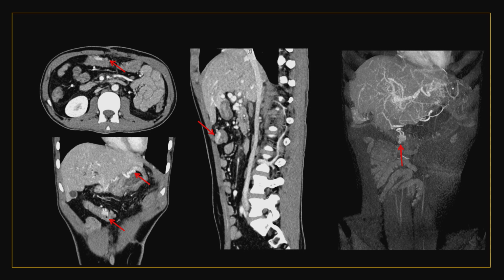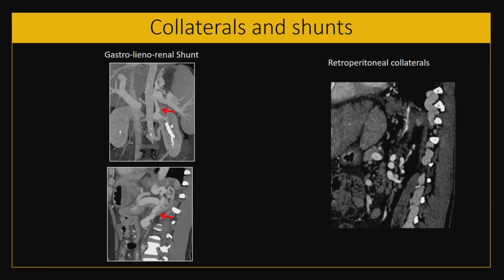This is another case where this is a transverse colon. You can see abnormal tangle of vessels in the transverse colon as well as in the stomach. So you can have multiple locations of varices in the same patient. So these are colonic varices.